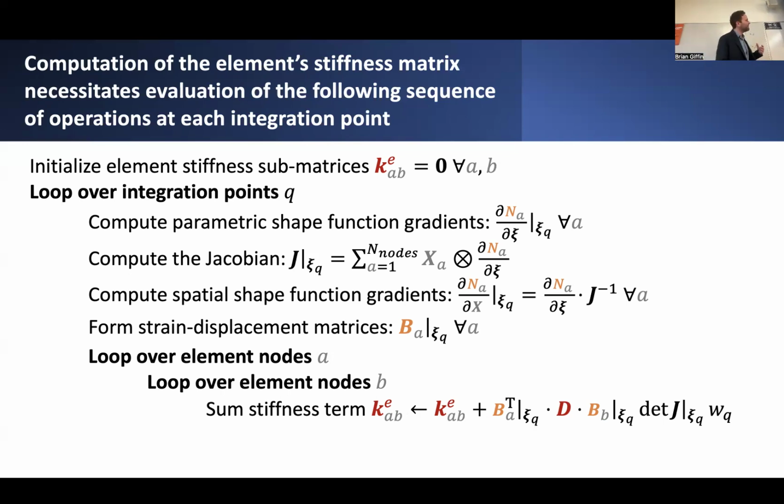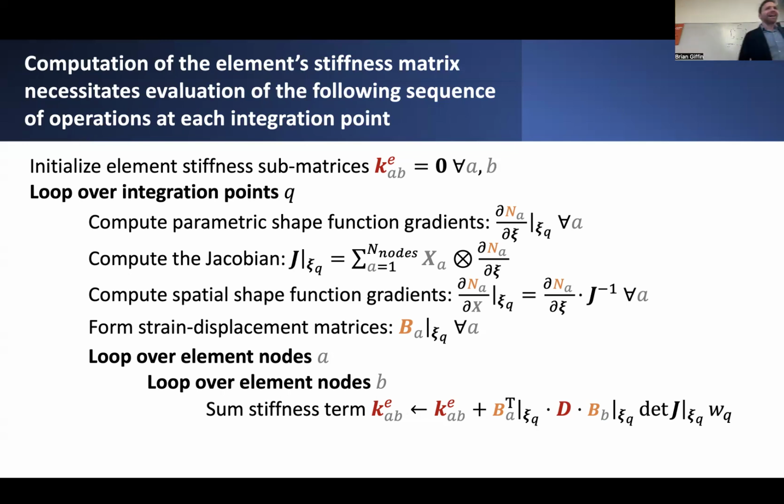And it involves doing a few things. If I wanted to compute the different components or sub-matrices of the element stiffness matrix, ranging over A and B from 1 to the total number of nodes in the element, I first have to loop over each one of these integration points. And then for each one of these integration points, sub-indexed by Q, I would have to do that whole sequence of steps that we talked about when we were discussing isoparametric transformations and how that applied to the computation of finite element shape function gradients.